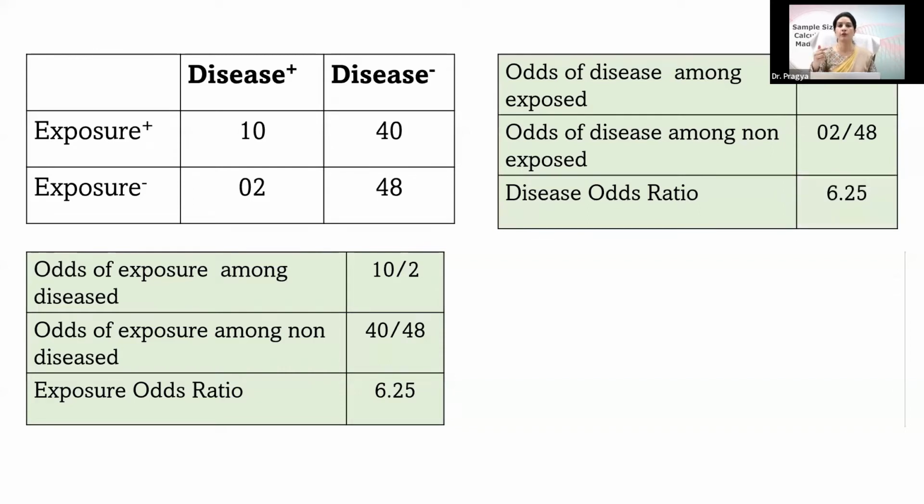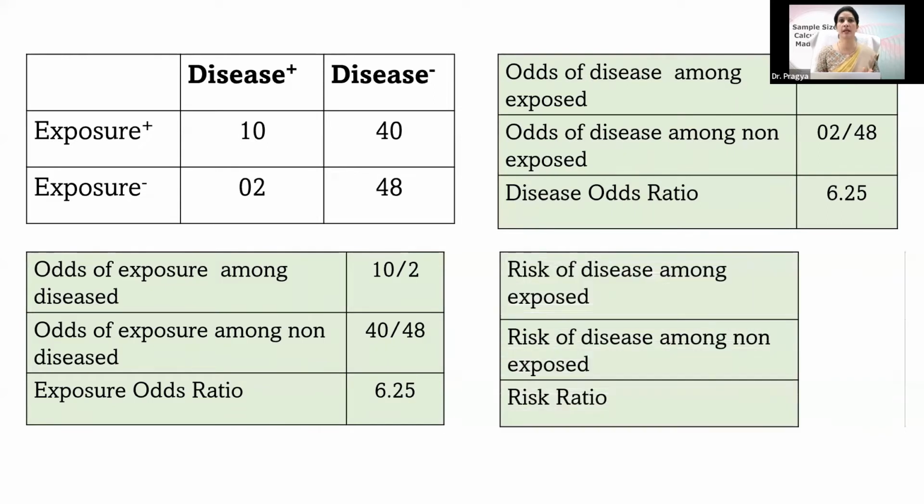If you calculate it, you will see that mathematically or numerically, these two are the same. It is 6.25. So what do you understand by these two examples? That in a 2 by 2 table, the disease odds ratio and the exposure odds ratio are both the same. The numerical value of both is the same.